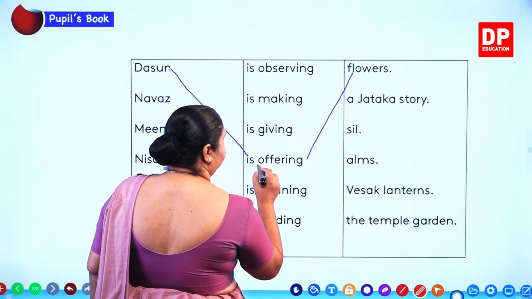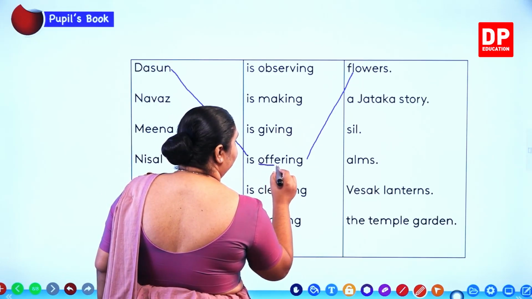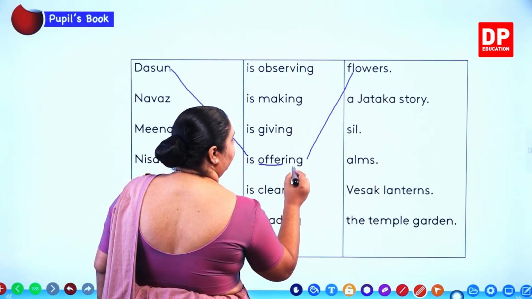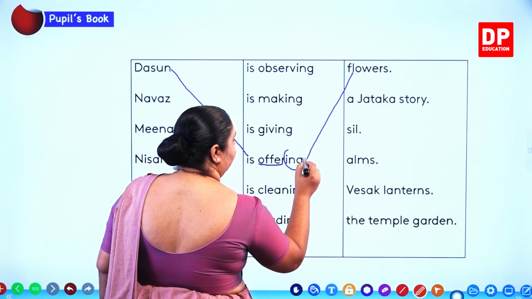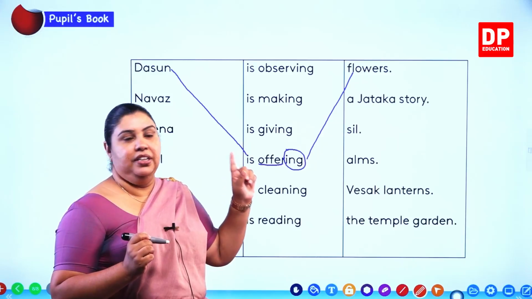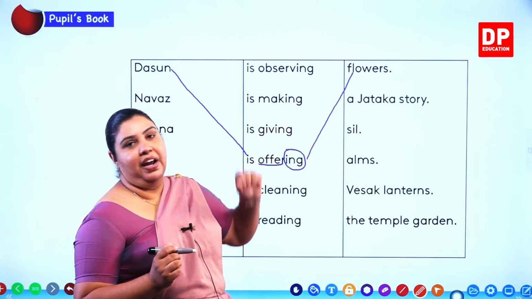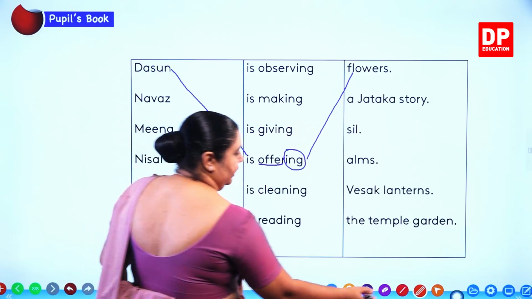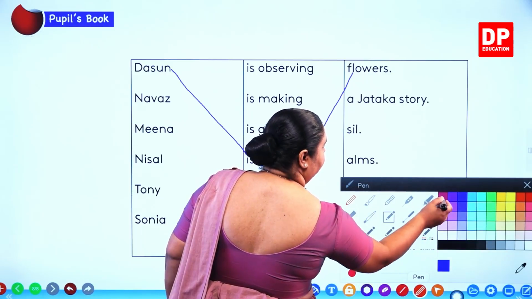Now can you see? Is, and we have the word offer and we have the word ing. Can you see the verb? Is verb ing. Is offering flowers. Now let's take another color so that it will be clear to you.